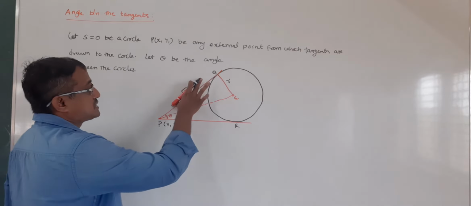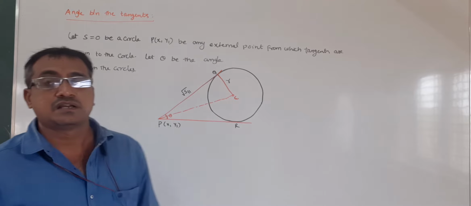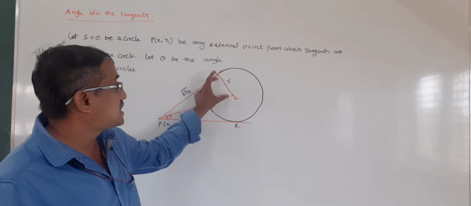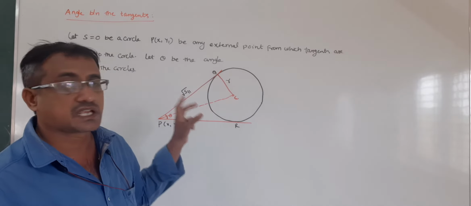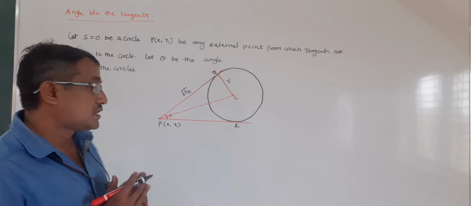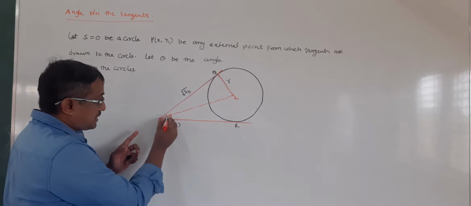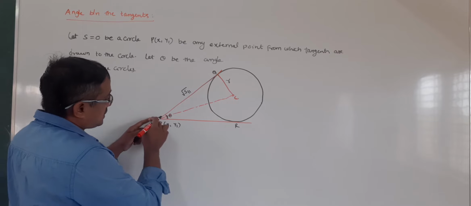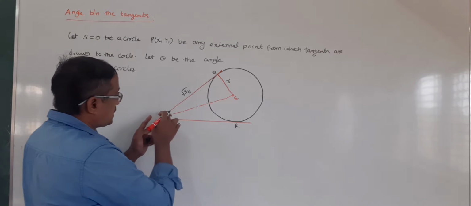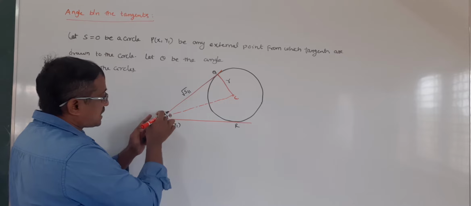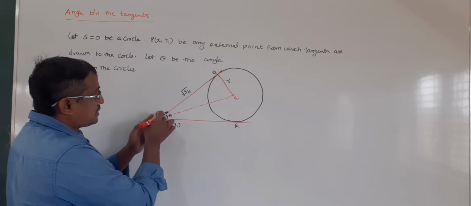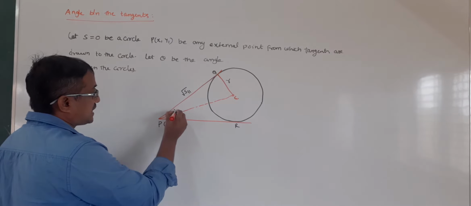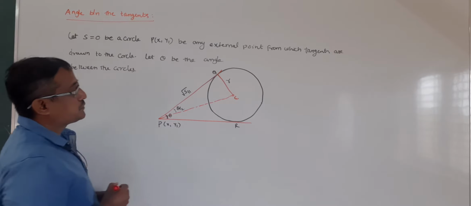Clearly PQ is the length of tangent, and the length of tangent is root S11, and CQ is equal to the radius of the circle, that is small r. Let theta be the angle between these two tangents, so that the line joining CP is the angular bisector of the angle P. Now this line is the angular bisector. So here the angle will be theta by 2.